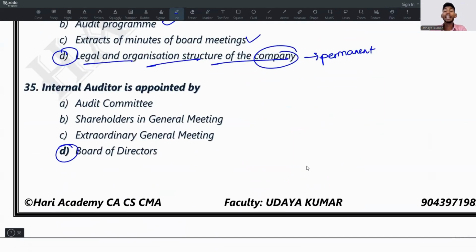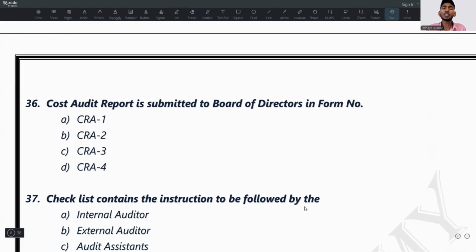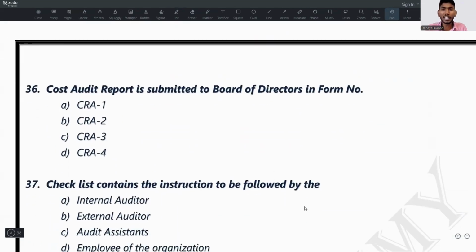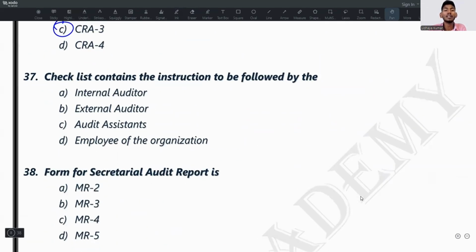We have discussed this in our internal audit topic in our regular classes. Internal auditor is appointed by whom? Board of directors, right? Next question, cost audit report is submitted to board of directors in which form? I have already told you, the cost audit report is submitted in form CRA3. Okay, so next question. Checklist contains the instructions to be followed by whom?